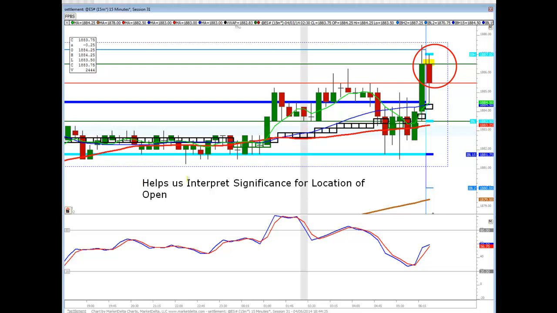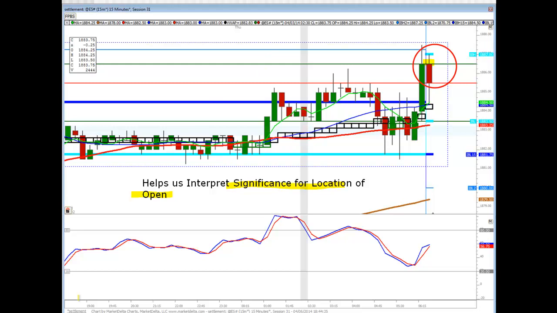Now, the profile for the overnight session helps us to understand and interpret the significance of the location of the open for the new day. We knew that we were opening at a value area high, so we weren't in the middle of value, and we weren't below value whereby there was resistance above us. We were opening at a time when the market was a little bit bullish but had met some resistance up there, and in fact the resistance continued the minute that we saw prices drop back down into value.